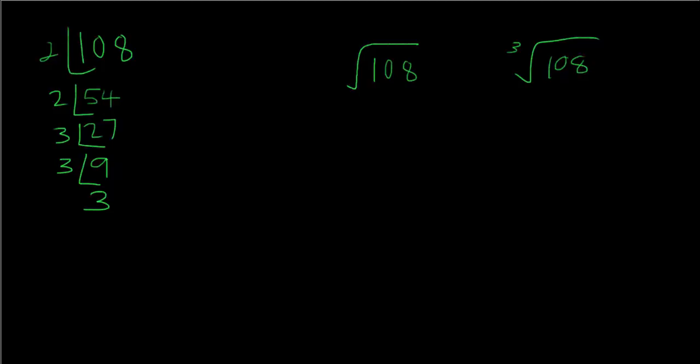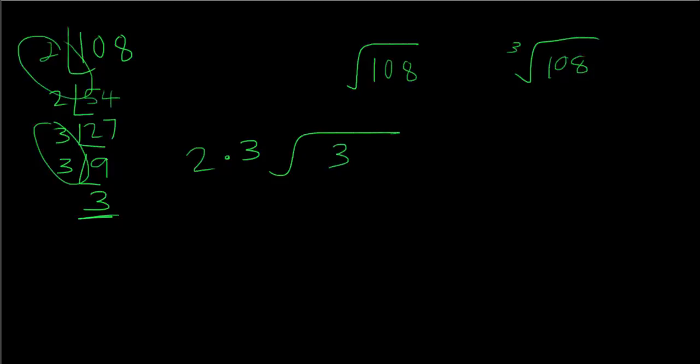Since the index was 2, I'm looking for something that repeats twice. Well, the number 2 repeats twice, and the number 3 repeats twice. So for the square root of 108, you would bring a 2 out once because it repeated twice. You would bring a 3 out once because it repeated twice. And then this 3 right here that was not a part of a group, it will remain on the inside since it wasn't a part of a group. So the answer to the square root of 108 is 6 square roots of 3.